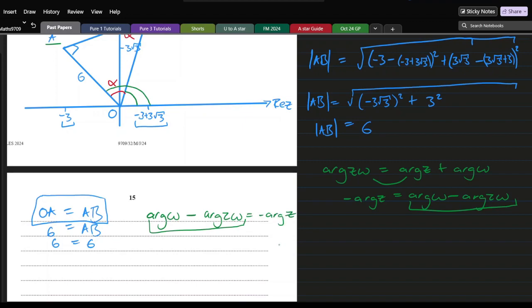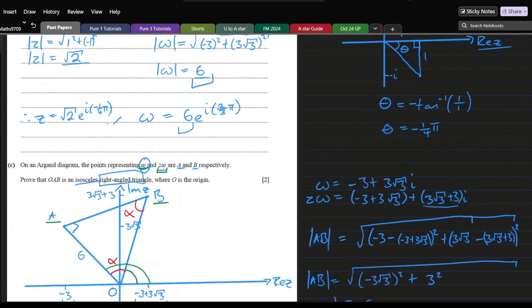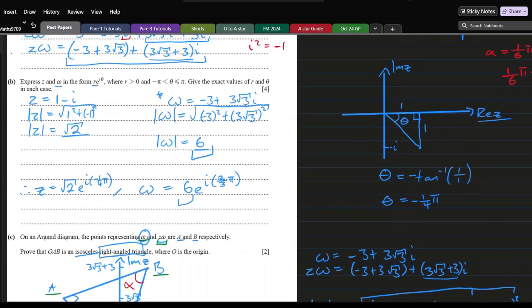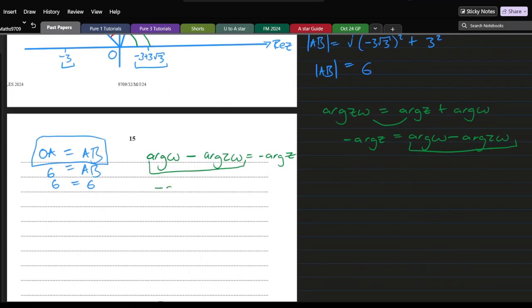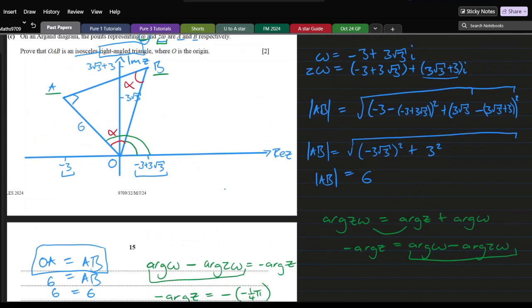So we're saying this is equal to negative arg Z. All we have to do is find the negative argument of Z, and I believe we've found the argument of Z already. We know that the argument of Z is negative 1/4 pi from part B. So negative arg Z is equal to 1/4 pi. And so our angle alpha is 1/4 pi, right? And this angle alpha is also 1/4 pi.